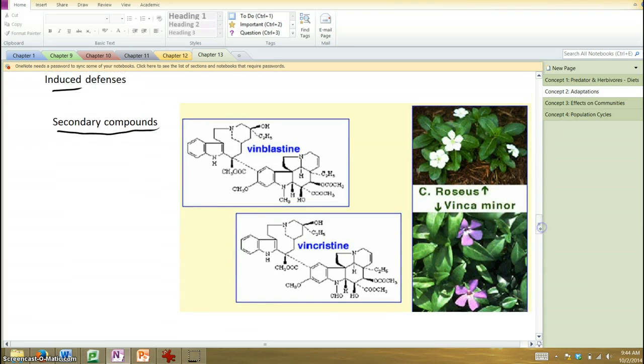And these are plants called vincas that produce some of these things. And some of these compounds, these two in particular, have been made use of in medicine because they have medicinal properties.